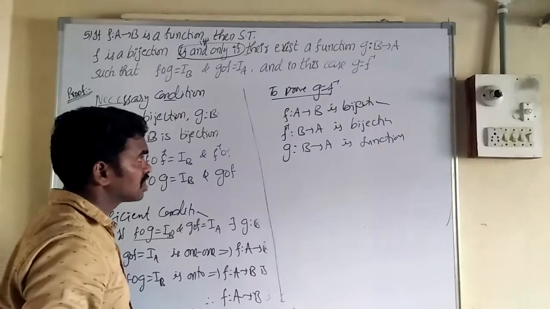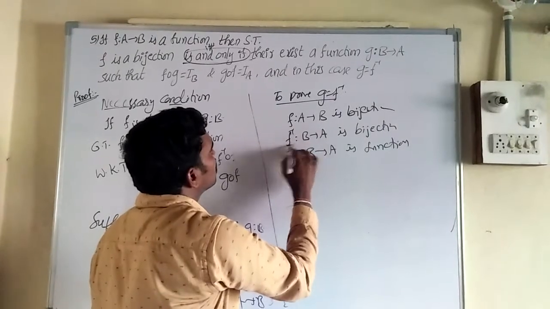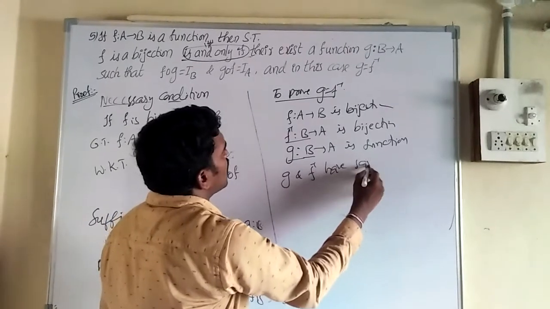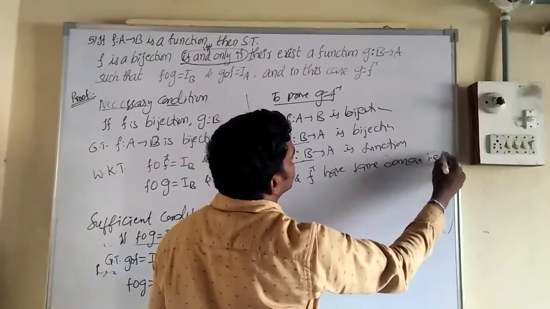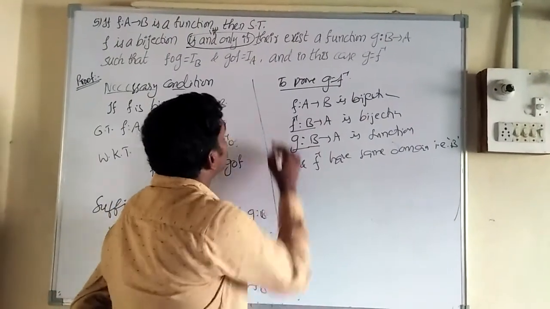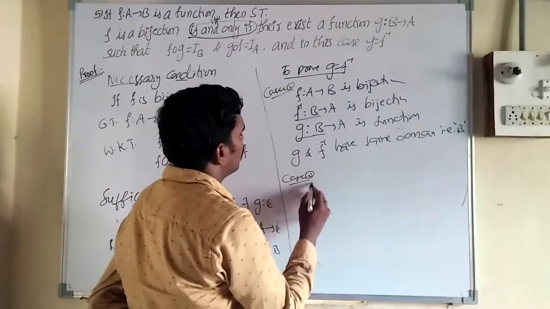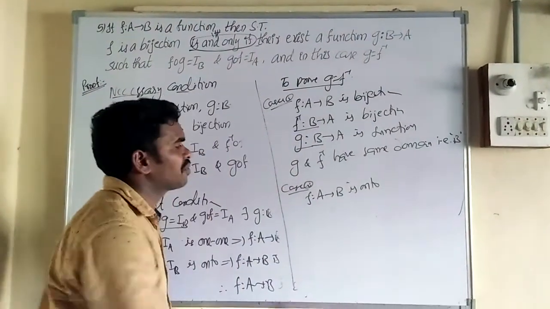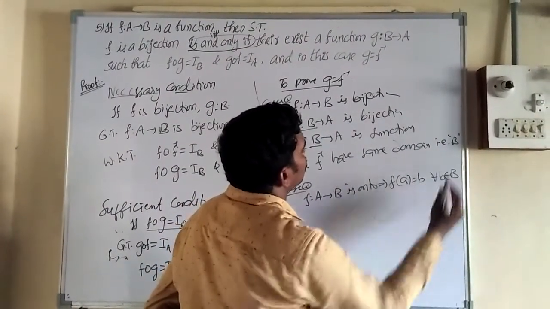So check the domains of g and f inverse. Domain of g is B. Domain of f inverse is B. So g and f inverse have the same domain, that is B. This is case 1 for proving g equal to f inverse. Case 2. What is f? f from A to B is onto, because it is a bijection. That's why I am writing onto. So that implies f of a equal to b for all b belongs to capital B.